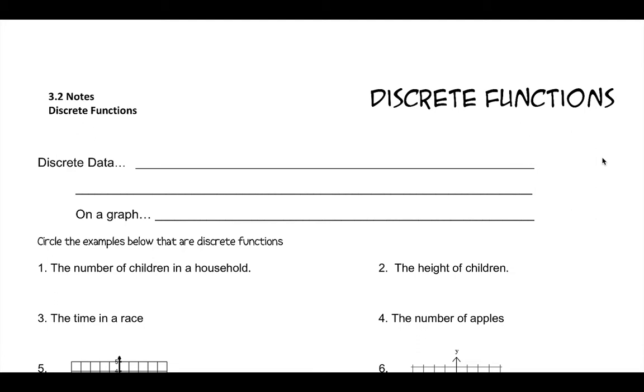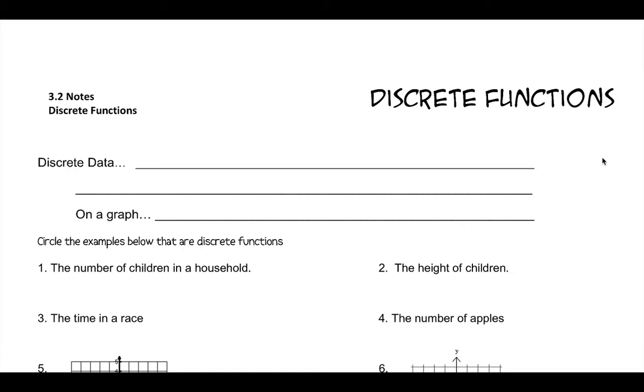So when we were identifying functions, our main rule was that x's do not repeat. If you repeat your x, you're not a function. We learned about the VLT, the vertical line test, where you draw vertical lines to see if the graph crosses more than one time. If it crosses more than one time, it is no longer a function. Now we're going to move into those different types.